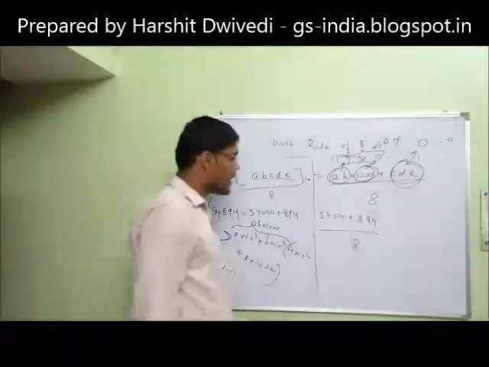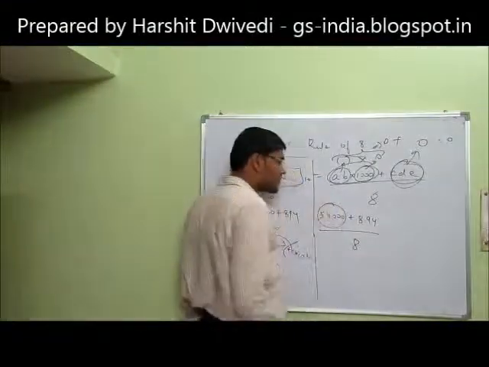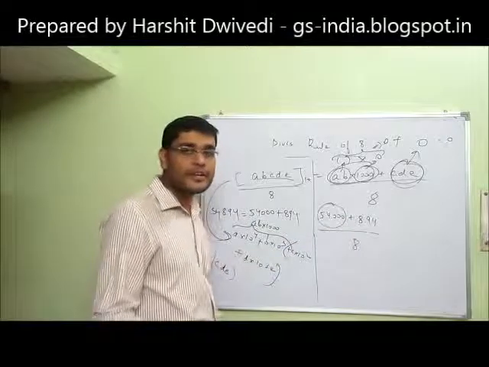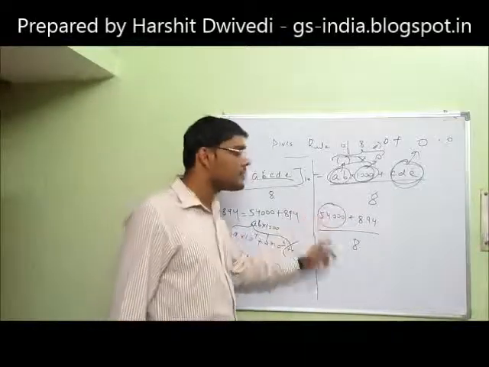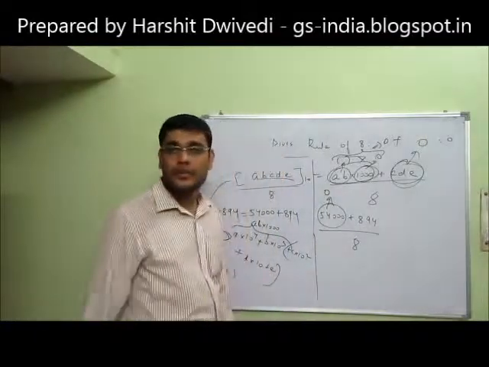54,894 by 8, I wrote it down as 54,000 plus 894. What is the remainder when 54,000 is divided by 8? It will be 54 into 1000. 1000 is divisible by 8, so the remainder is 0. And multiplying 0 by 54 will be 0. So the remainder of 54,000 by 8 will be 0.